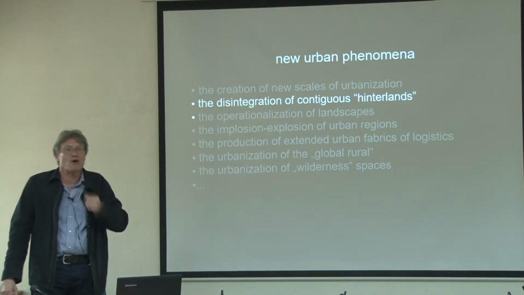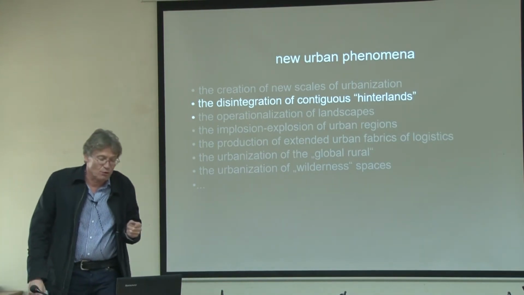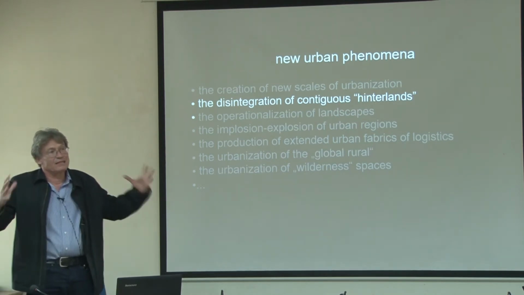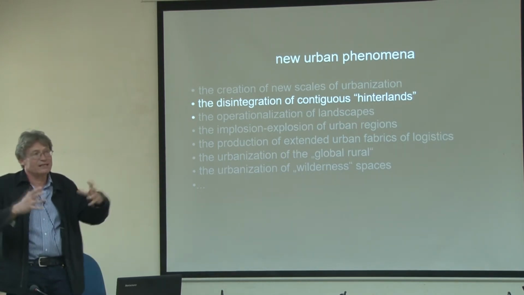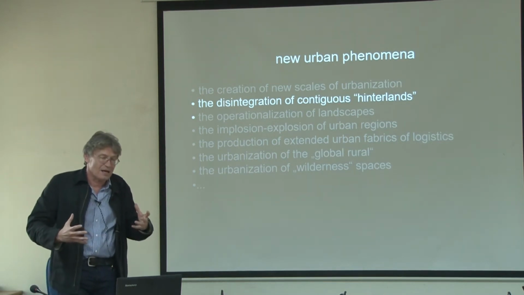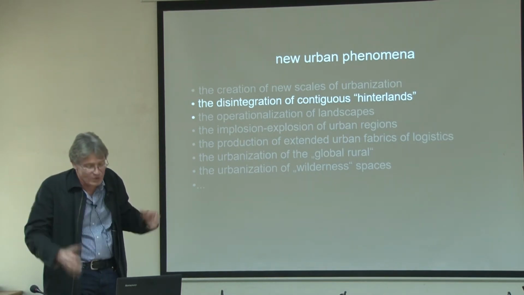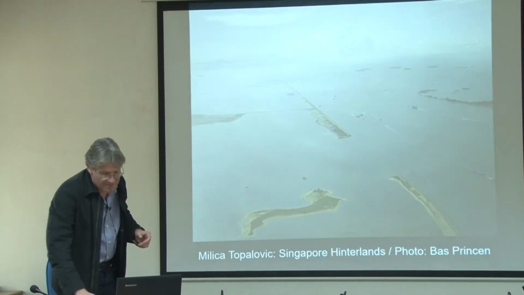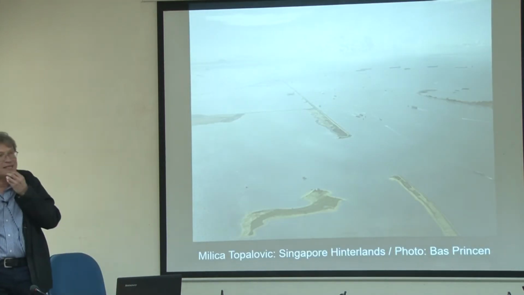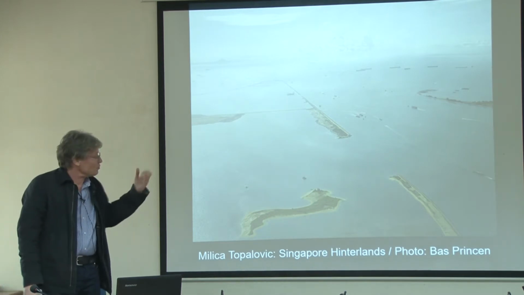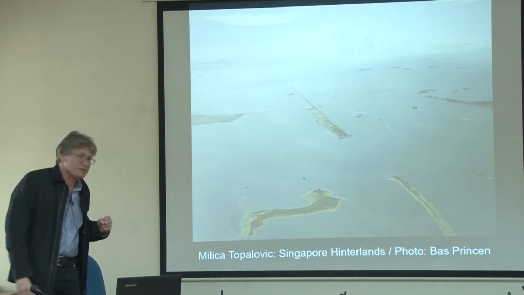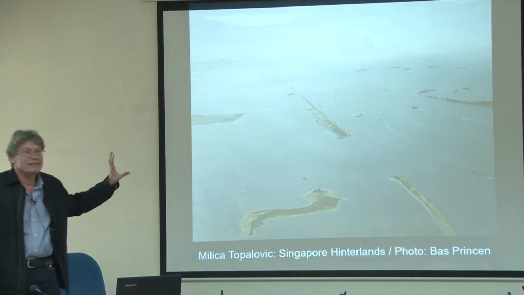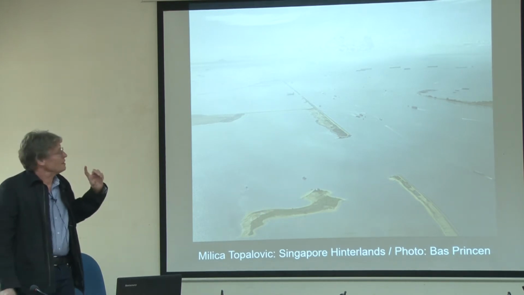A second point is what we call the disintegration of contiguous hinterlands. So this idea, we have a center and then we have a hinterland, and the hinterland is serving the center. That's not true anymore, because the hinterland becomes much more complex. And that's just one example. That's a project that my colleague from ETH, Milica Topalovic, has on the Singapore hinterlands in the plural.